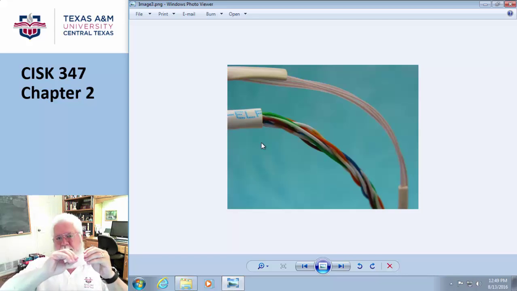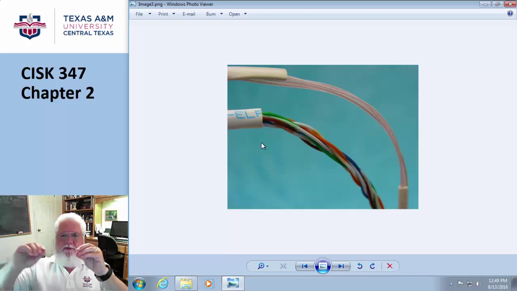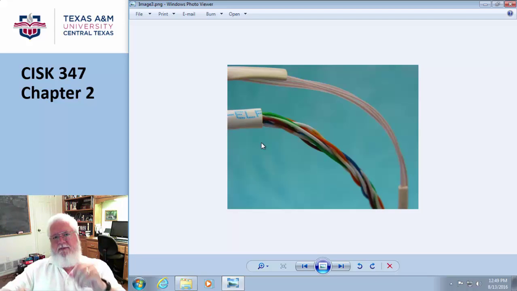This one might have 5 twists per inch. This one might have 3. This one might have 4.5. They don't all have the same number of twists. And again, this has to do with their ability to selectively pull out noise. So the book is a little wrong.